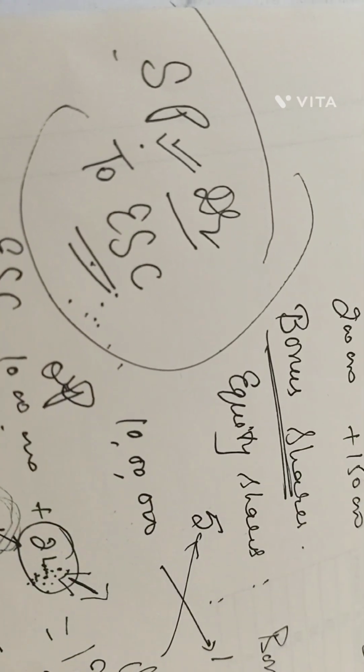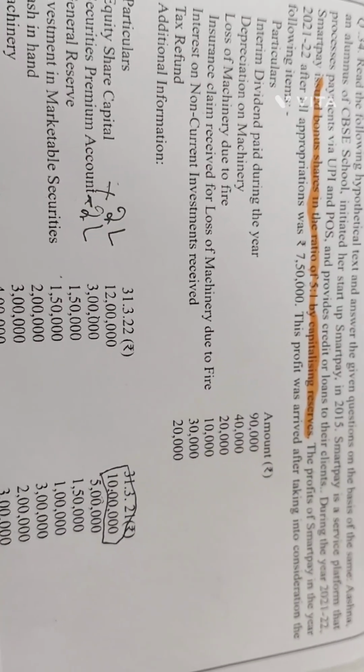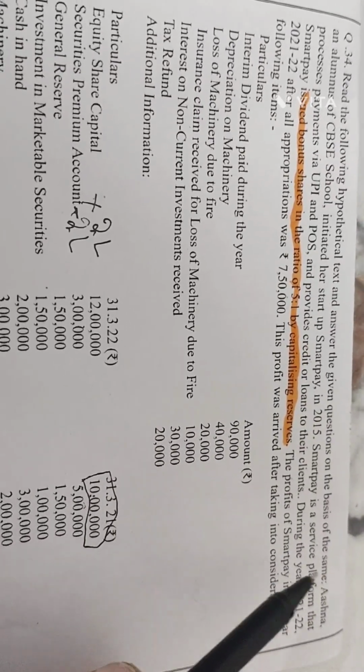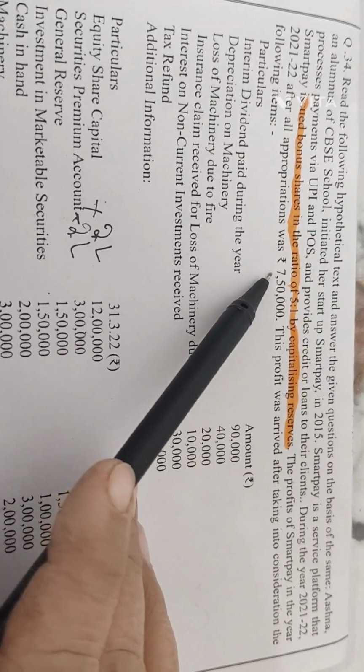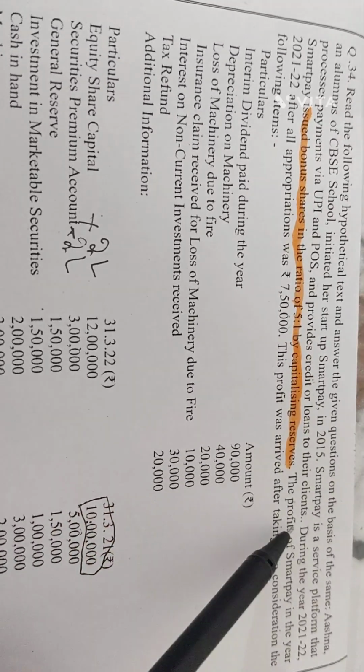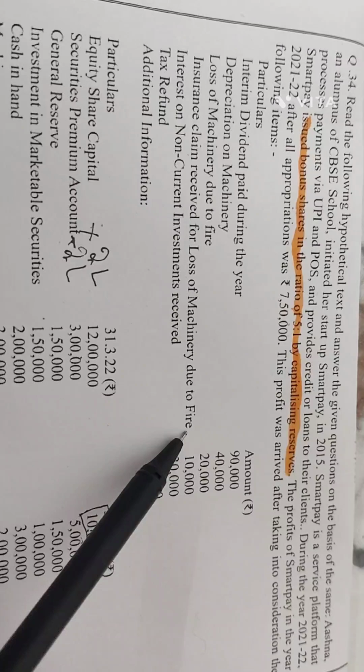Let's go to the next point. Next, the question talks about the profits of SmartPay in the year, which after all appropriations were rupees 7,50,000, and what were the appropriations that are given to you.